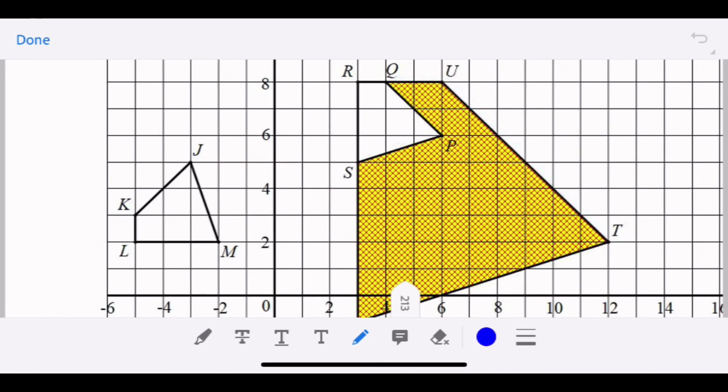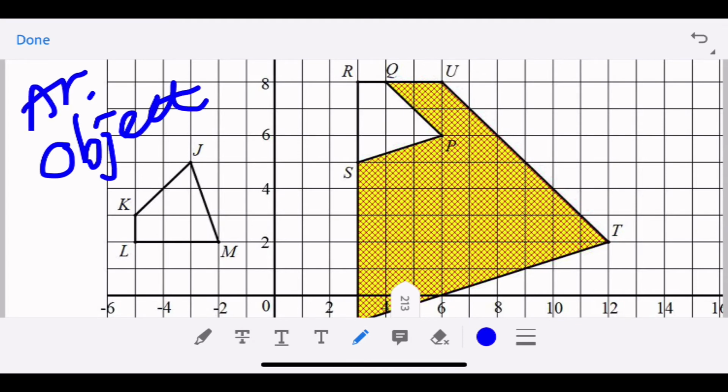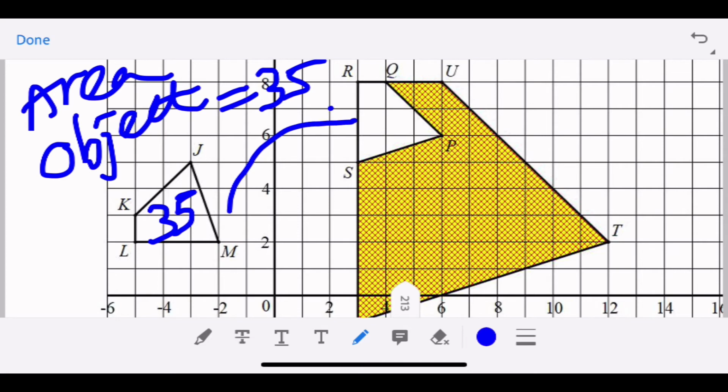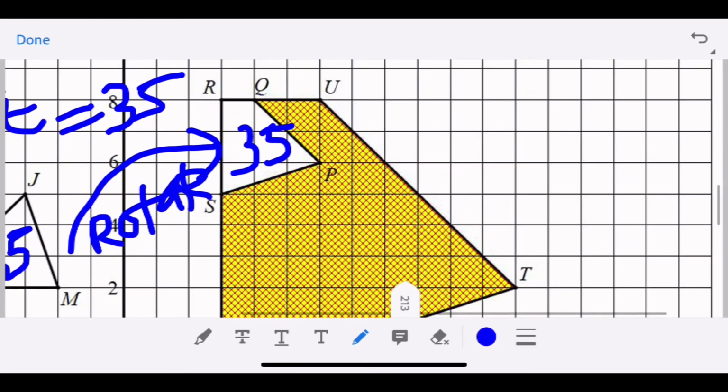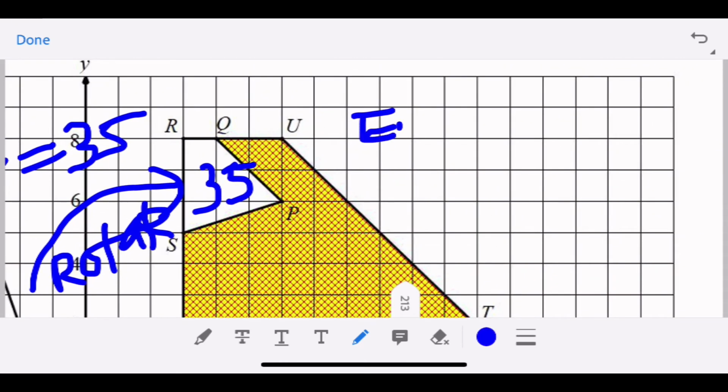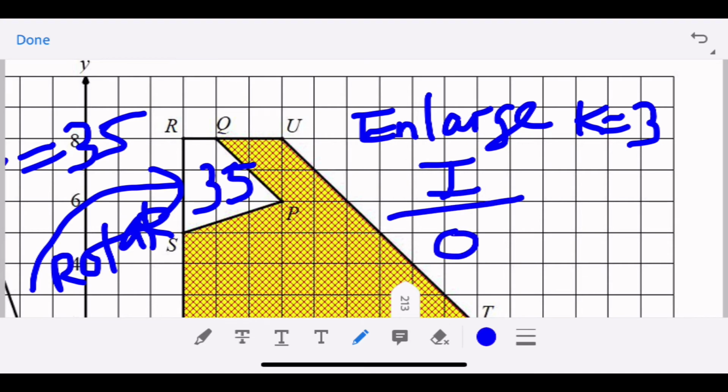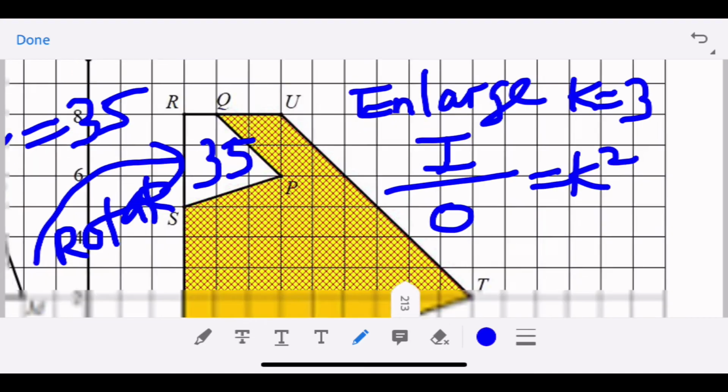Now we need to find the area of the object and the area of the image. If they give you the object, you find the image. If they give you the image, you find the object. So now it seems like they give you the object, which is 35. So after you rotate, the object will be 35 there. At the first image, the area is still the same. Then we use the formula of enlargement: area of the image over area of the object equals k squared.